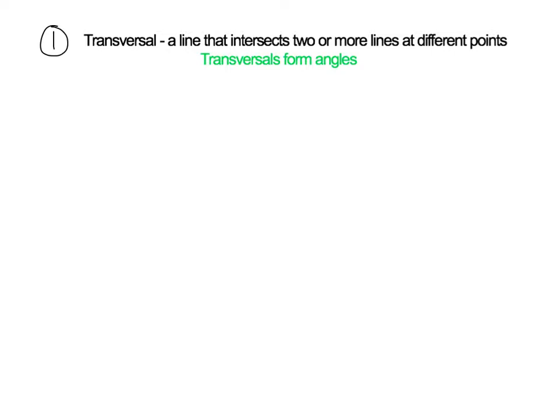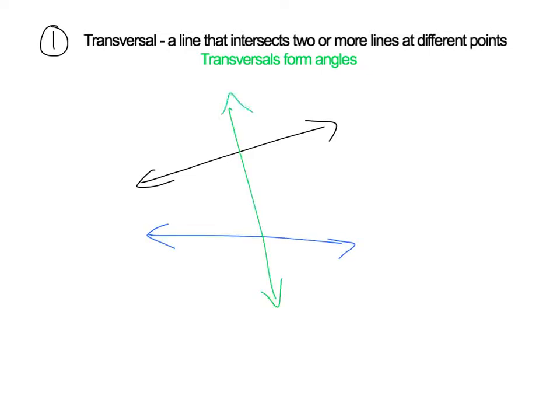So if we had a line there, and a line there, and then we had another line coming through like that. And I said, which one's the transversal? What would you tell me? Well, hopefully you would say it's the green one. Why? Because that green one is a line that intersects two or more lines at different points, right? So it's intersecting the black line there, intersecting the blue line there. The green line is the transversal.